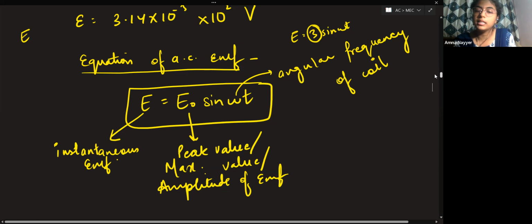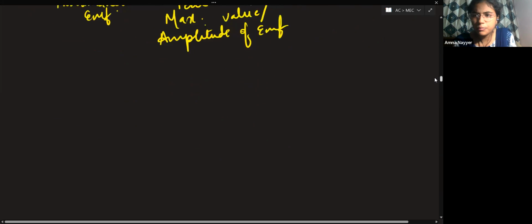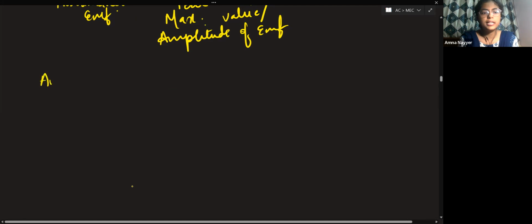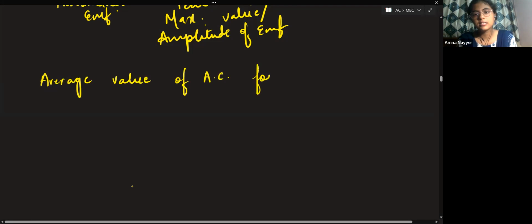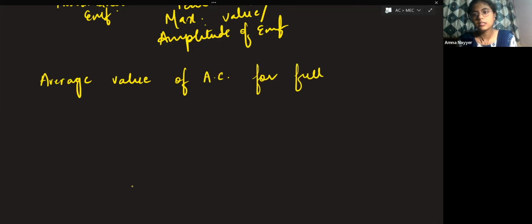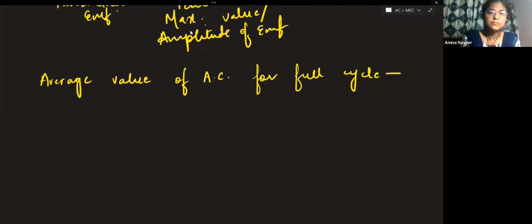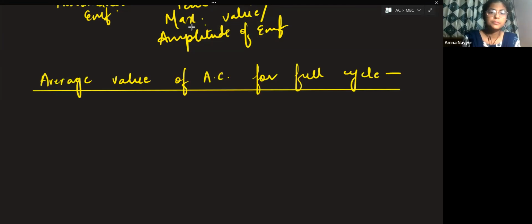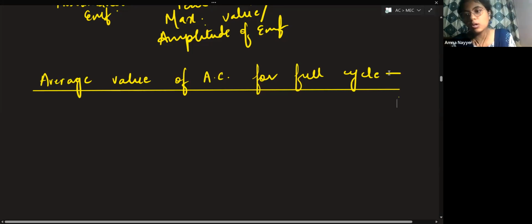Both of these are important. These questions come in the board exam, in your half yearly and pre-board exams also. Half cycle, full cycle also come. So let's start with the full cycle first. Average value of AC for full cycle. Now, we'll be solving it by integration. That's the only method to solve this.